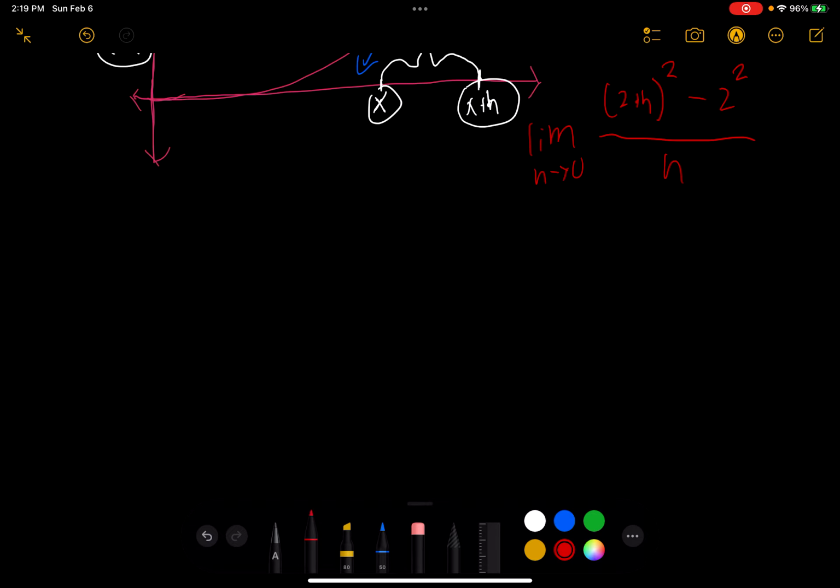So we have (2 plus h) whole squared minus 2 squared, all over h. Let's expand this out a little bit. Instead of (2 plus h) whole squared, we can say 2 squared plus 4h plus h squared, minus 2 squared, all over h. Obviously, if you're actually solving limits analytically, the first step is to plug in zero, but anything divided by zero gets rough, so we don't like doing that. So let's cancel things out and see if we can get rid of that h. So 2 squared and 2 squared will cancel out.